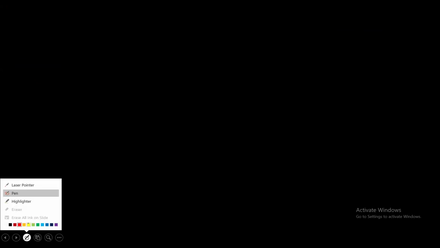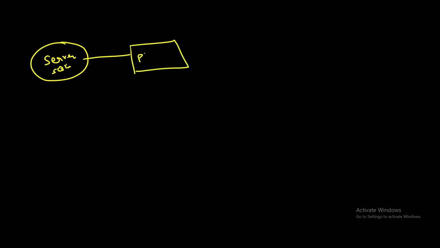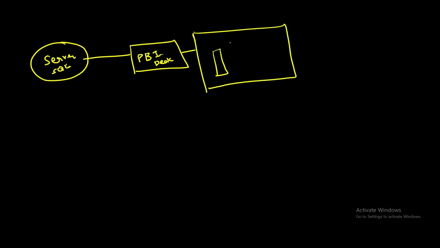So now what you asked, if it is in my server. This is my server. Server means the database I am connecting with. This is my Power BI Desktop. In Power BI Desktop, I made some visualizations, for example, some bar charts like this. So this is my server, and I connected my server with Power BI.